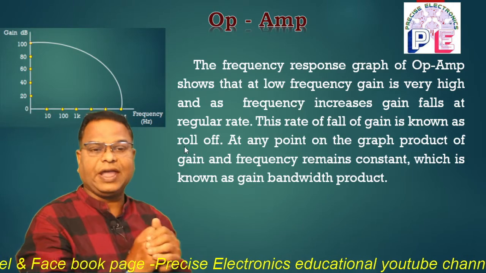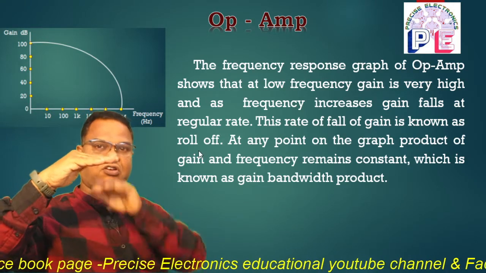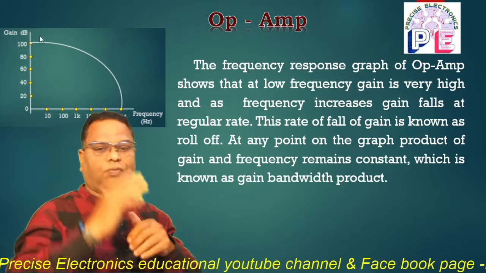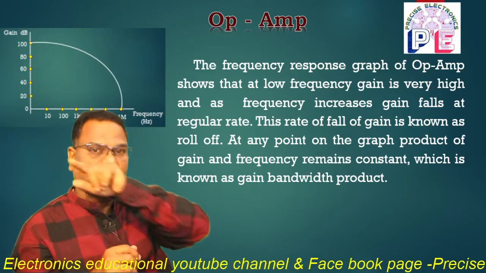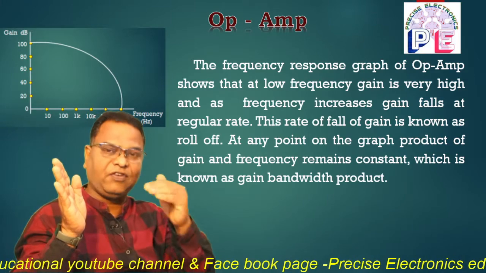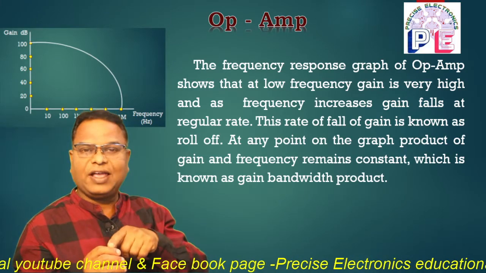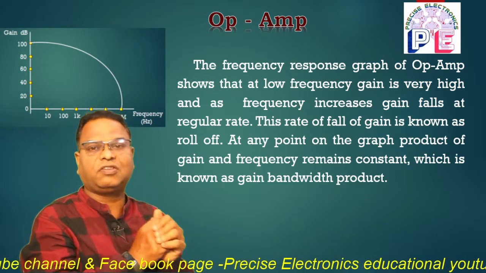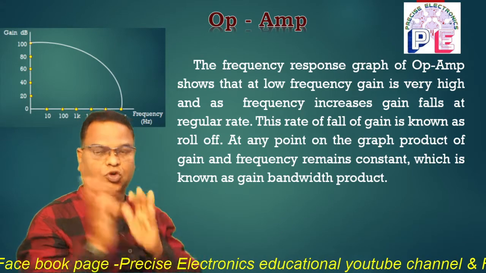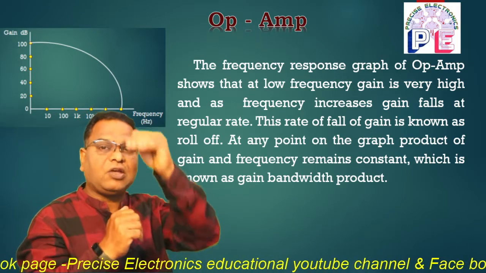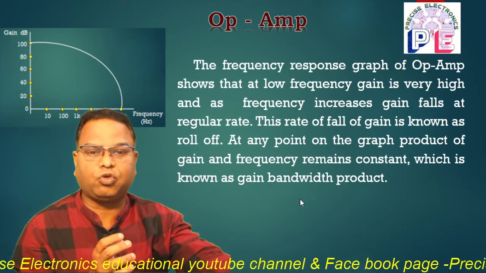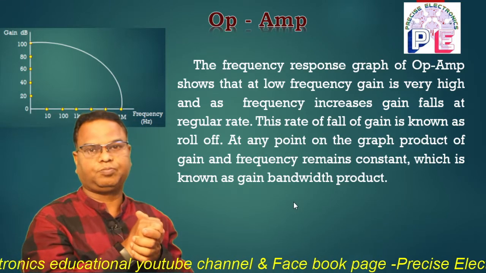This rate of fall of gain is known as roll-off, because the structure of that characteristic is like a roll. At any point on this roll, the product of gain and frequency, with gain on the y-axis and frequency on the x-axis, is always constant, because as frequency increases, gain falls at a regular rate, but their product is always constant. This product is known as the gain bandwidth product.